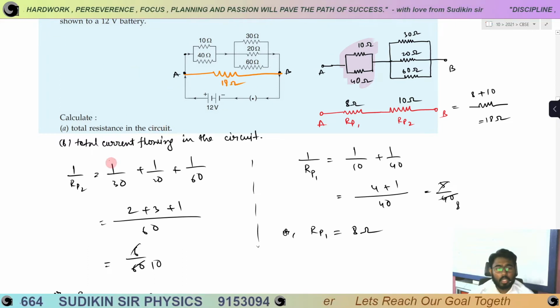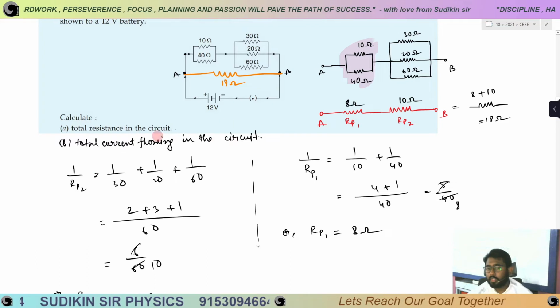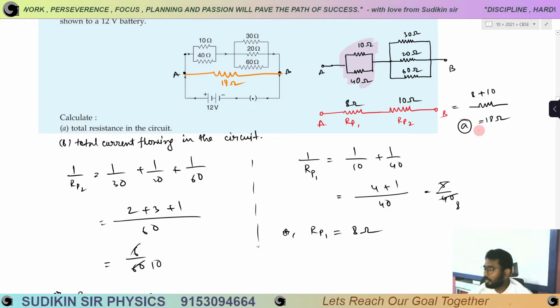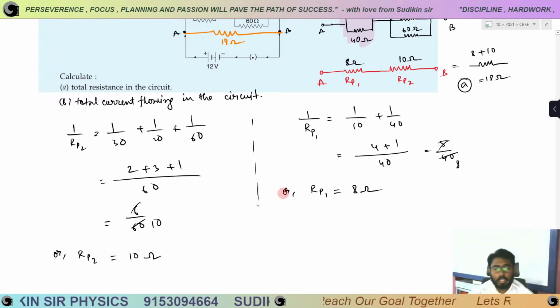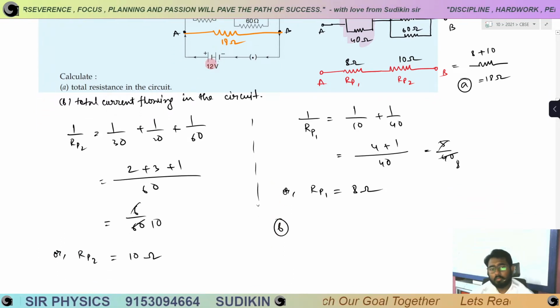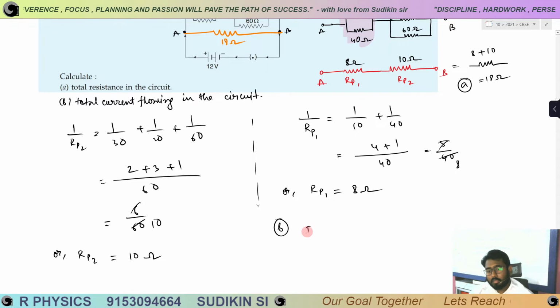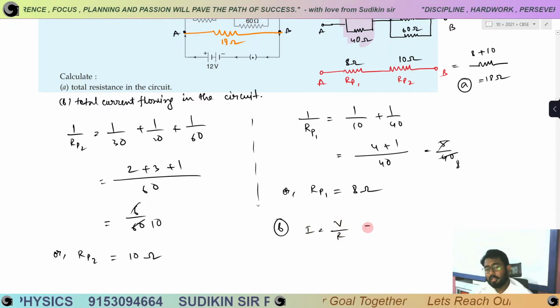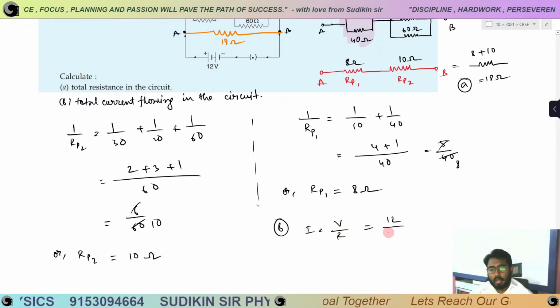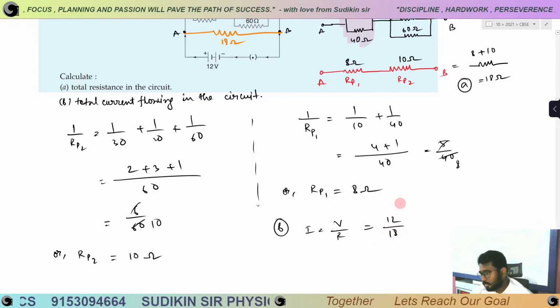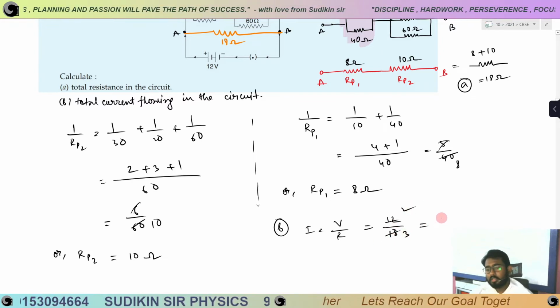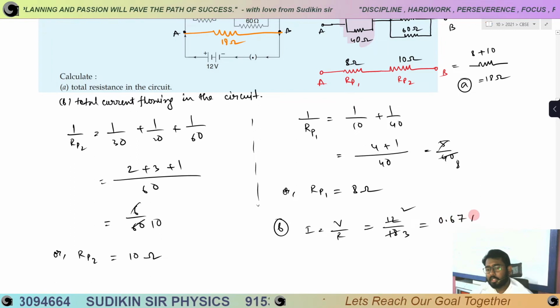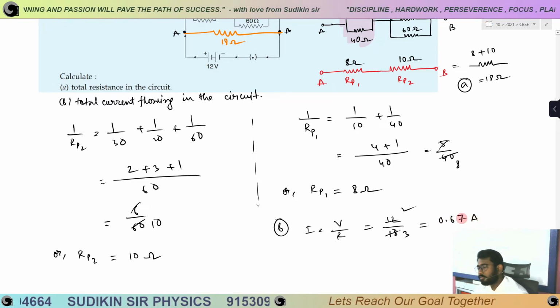Now they are asking us about the total current flowing in the circuit. So we have got 18 ohm. What will be the current flowing? The current in the circuit will be V equals IR, or I equals V by R. V is 12 volt, R is 18 ohm. So 6 threes are 18, 6 twos are 12, so that will be 0.67 ampere. Are we clear now? Okay.